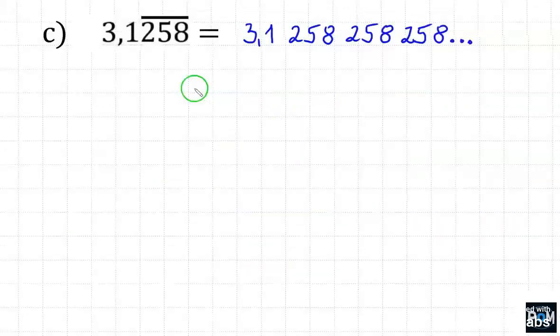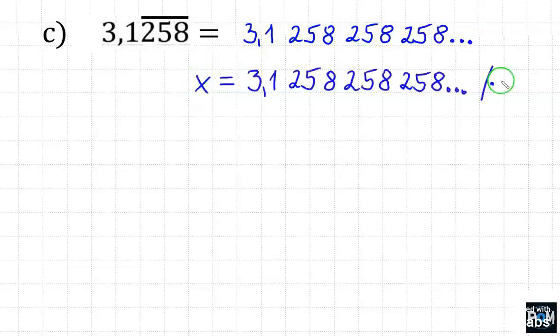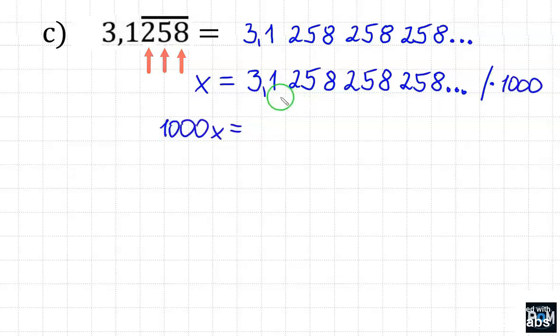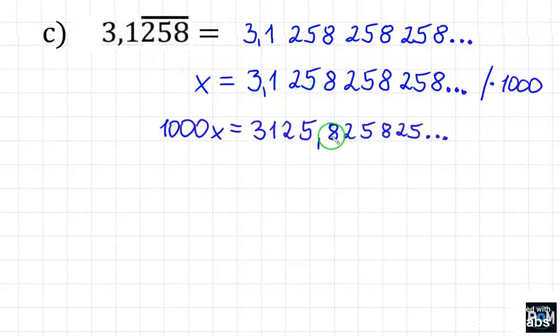And also a fraction, which has 3 digits in the repeating cycle, but I hope you know what to do with it. We call this decimal x. And now we multiply by as many zeros as there are repeating digits in our decimal. There are 3 digits in the repeating cycle, so we multiply by 1000. Decimal point moves 3 places to the right to this place. After the comma, we have 825, 825 to infinity.